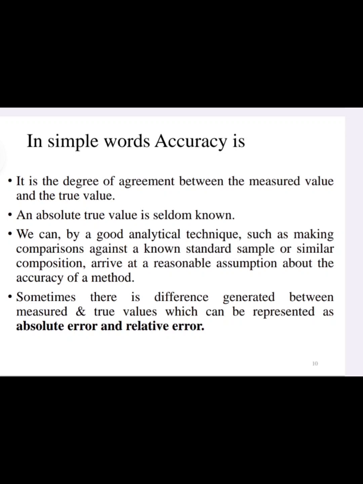Next, coming back to accuracy. In simple words, accuracy is a degree of agreement between the measured value and the true value. An absolute value is seldom known. It is talking about the measured value and its true value.